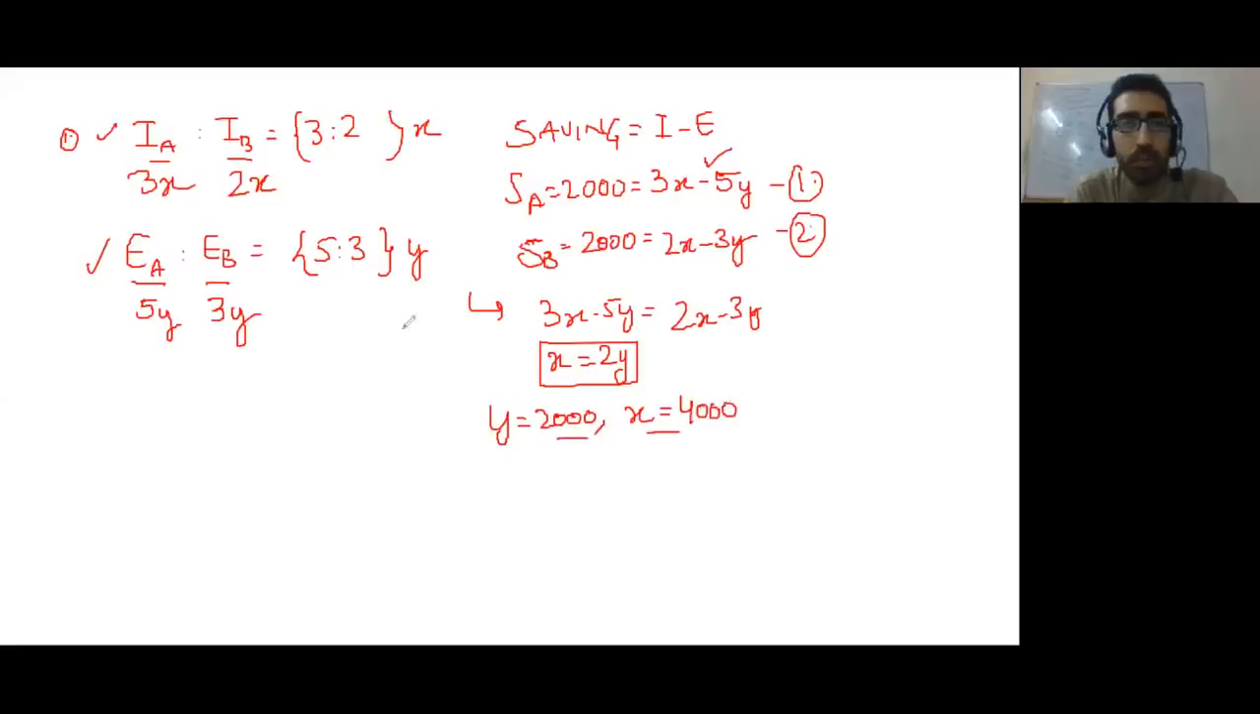Use these values and you can calculate the income of B. Income of B was 2x. So 2x has to be 8,000. So the income of B comes out to be 2 into 4,000, 8,000.